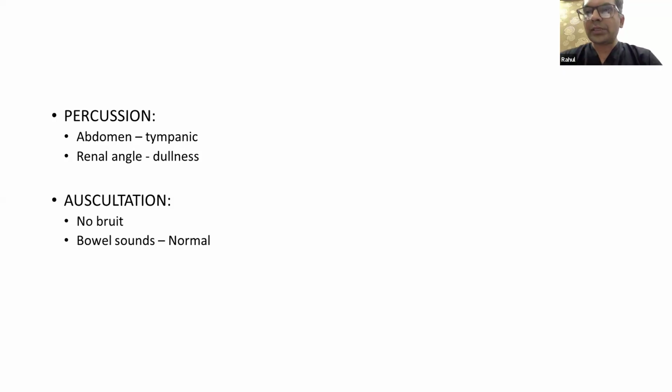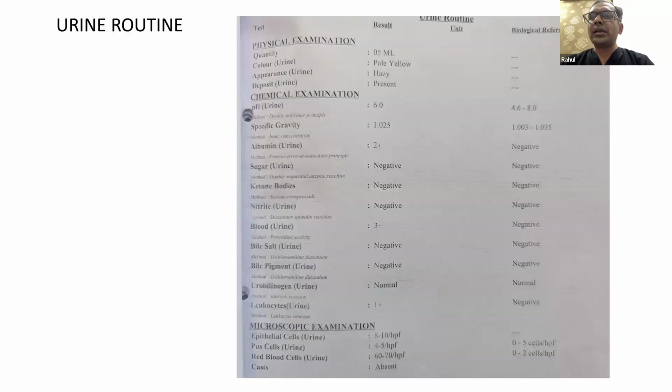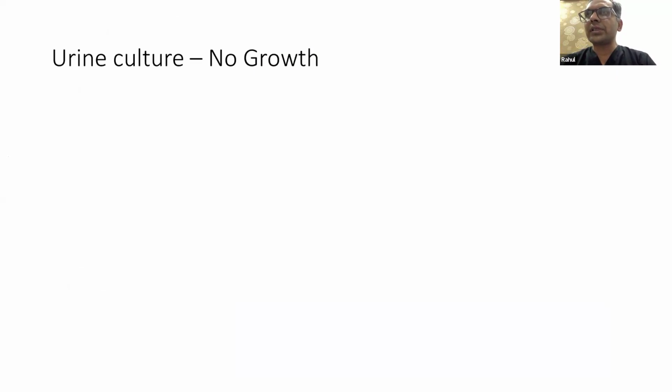Yes. Then, sir, I would like to do routine laboratory investigations: urine routine microscopy, complete blood count, renal function test, serum electrolytes. Sir, in this patient, the CBC, renal function test, liver function test and other investigations appear normal. Only HbA1c is 7, sir. The urine routine shows just hematuria.